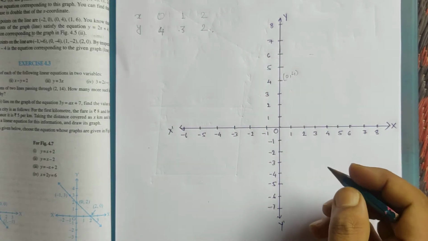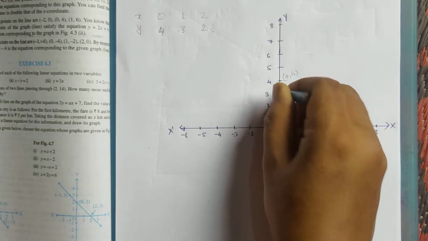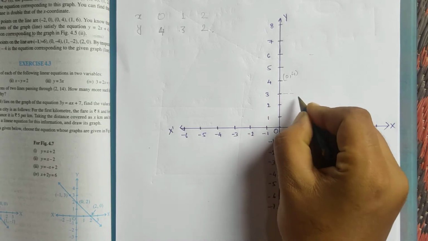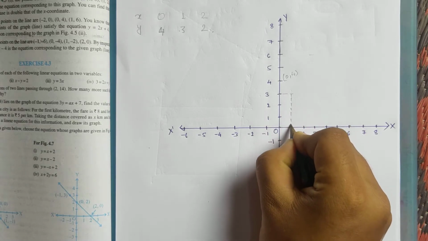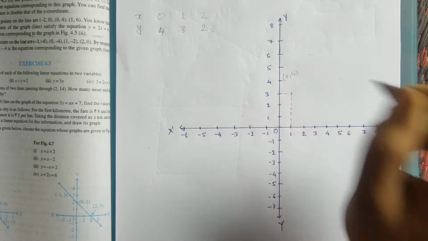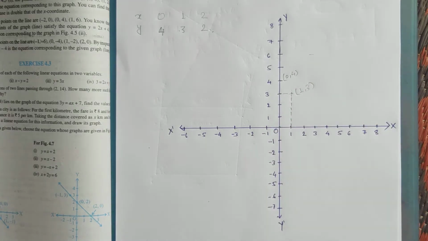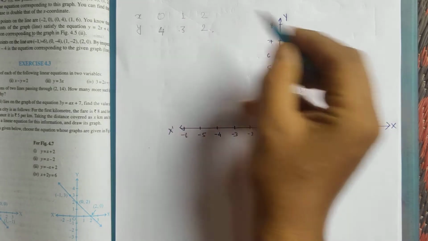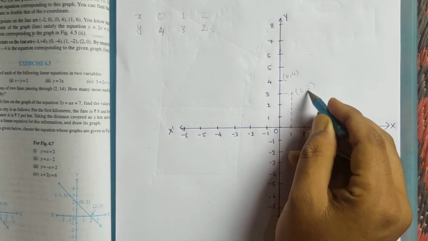So where is 1 on the x-axis? Here. And where is 3 on the y-axis? Here. So with the help of these two points we made lines intersecting each other. So the intersecting point is there, and we name this intersecting point (1, 3). Okay, clear to all? Now the third point: 1 on the x-axis is there and 3 on the y-axis is there, so I have written (1, 3) there.